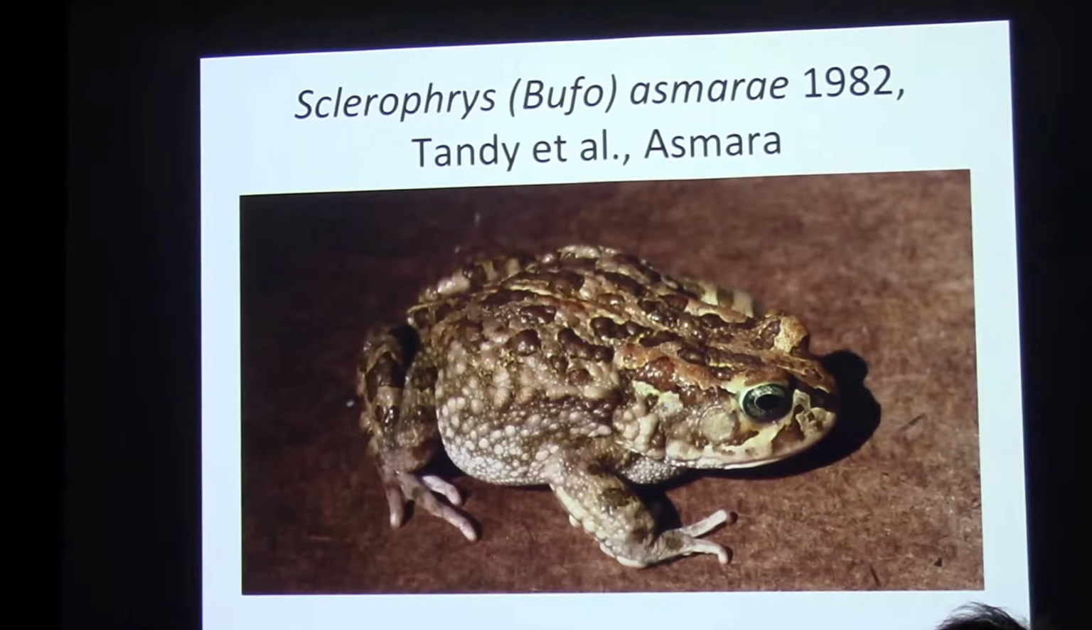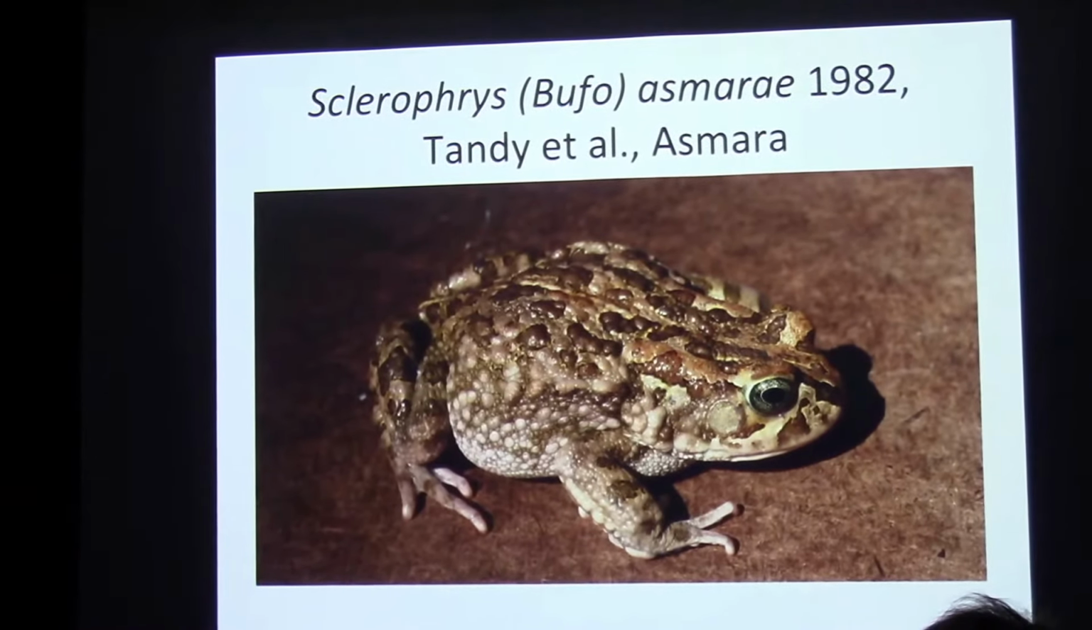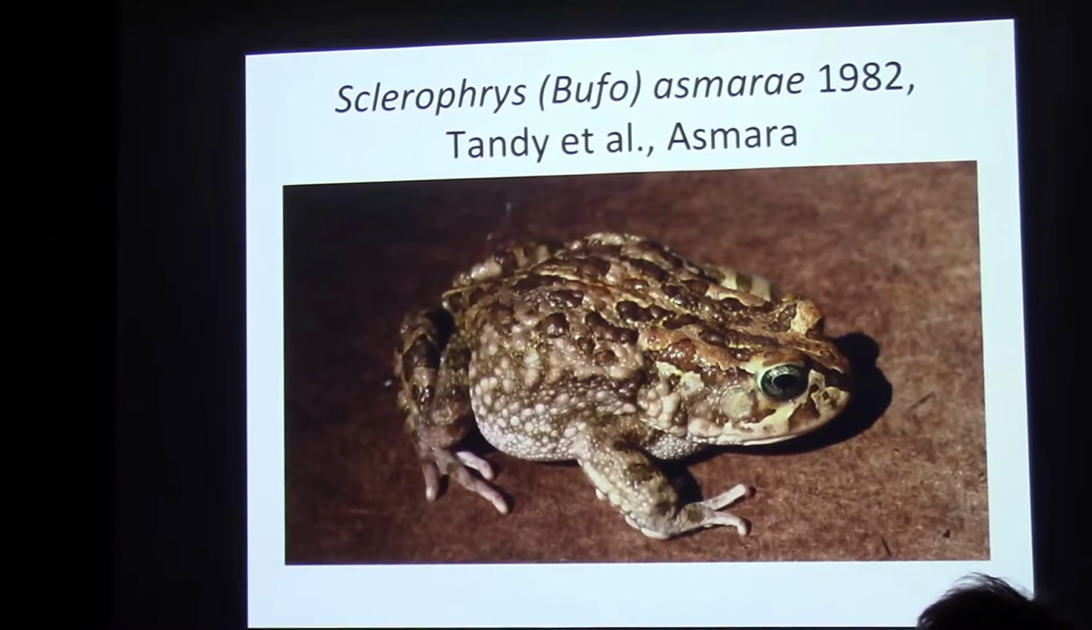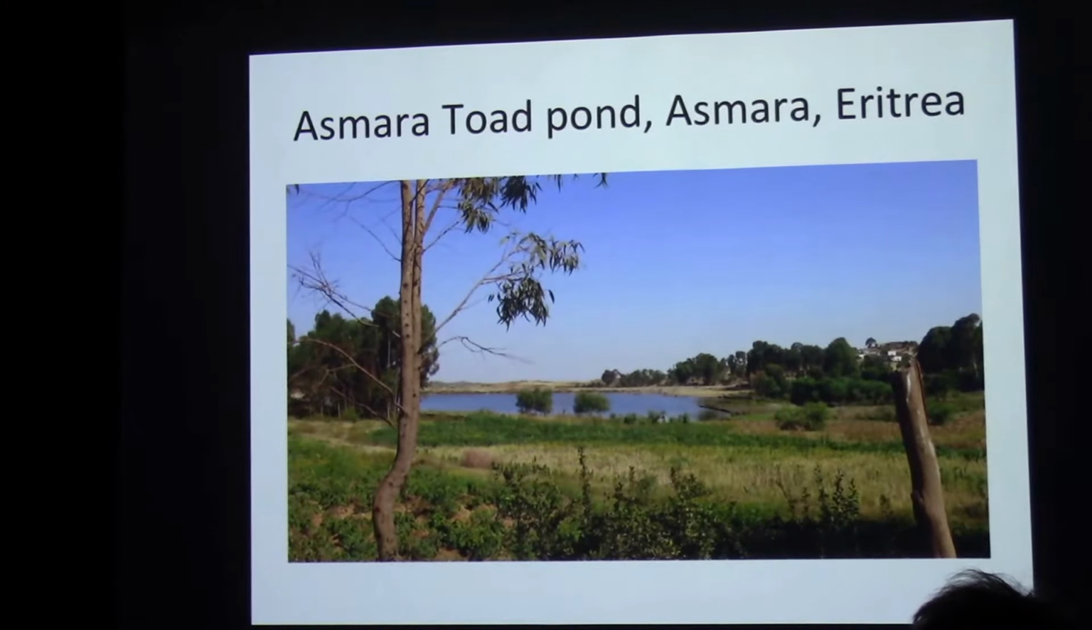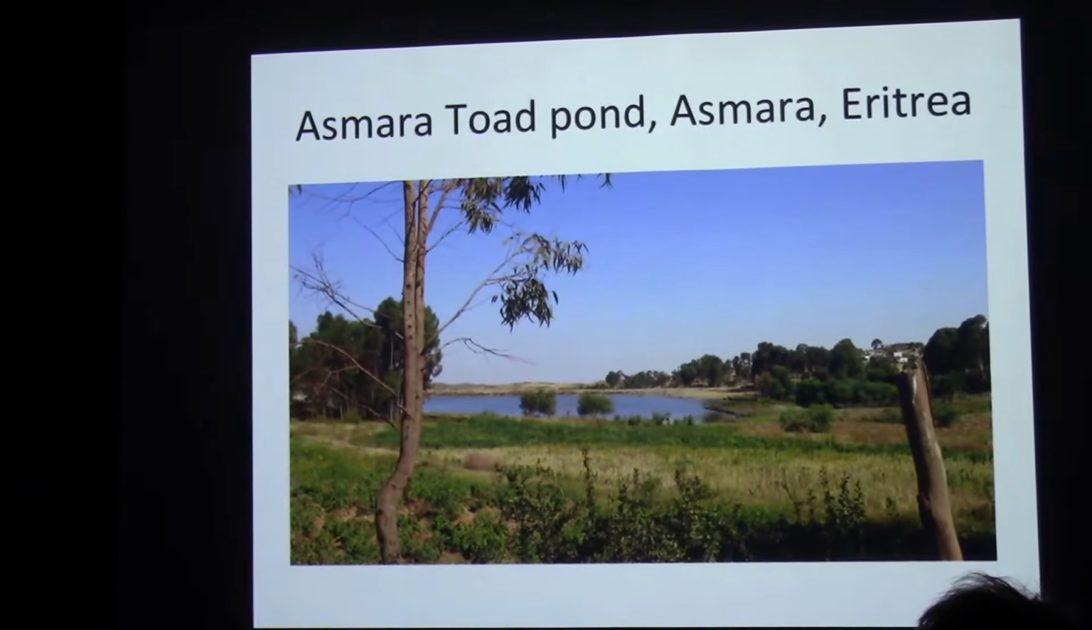But also described from Asmara, the capital of Eritrea. So this is Asmara Toad Pond. This is on the outskirts of Asmara, and these toads are rather common. They're an upland species. They've since been found fairly widely on the Eritrean uplands and also extending into the Ethiopian highlands.